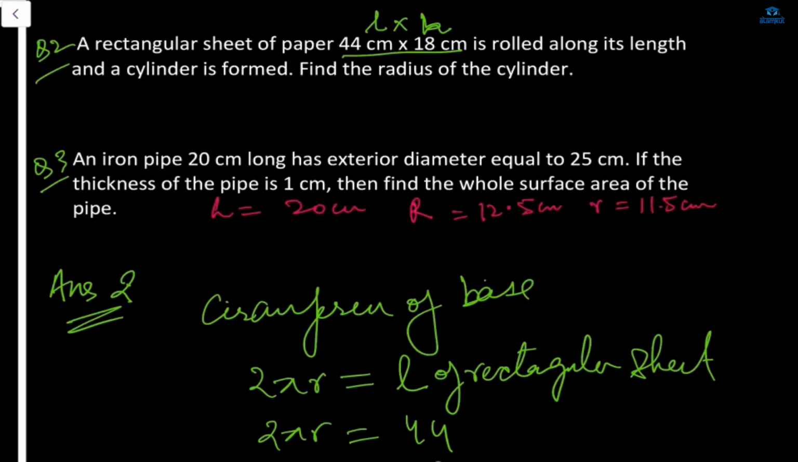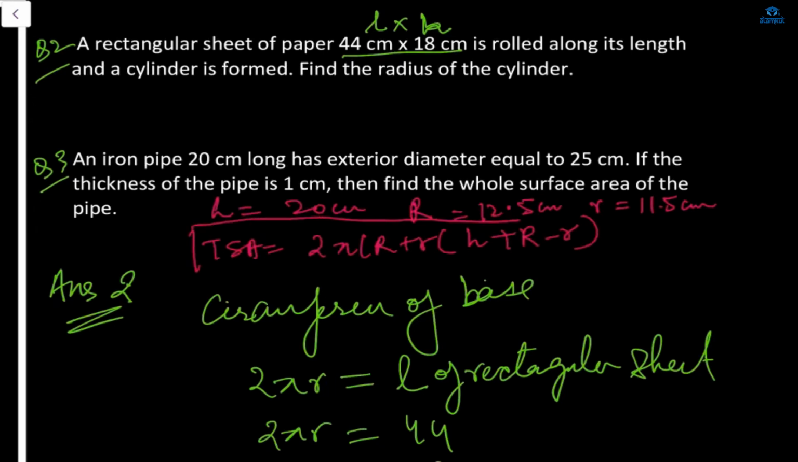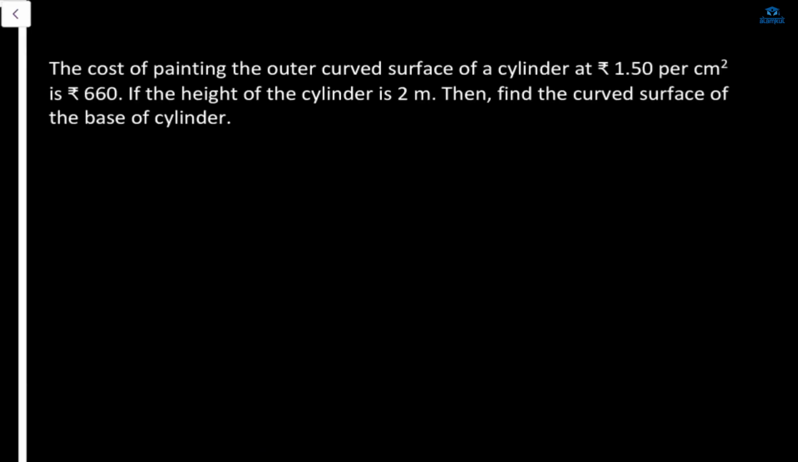So that means total surface area. What is the total surface area? Total surface area is equal to the curved surface area plus the surface area of the base and the bottom: 2 pi (R plus r) h plus pi (R squared minus r squared). So this is your total surface area. You just have to put the values in this and you will find it. Any doubt? No, ma'am. Okay.